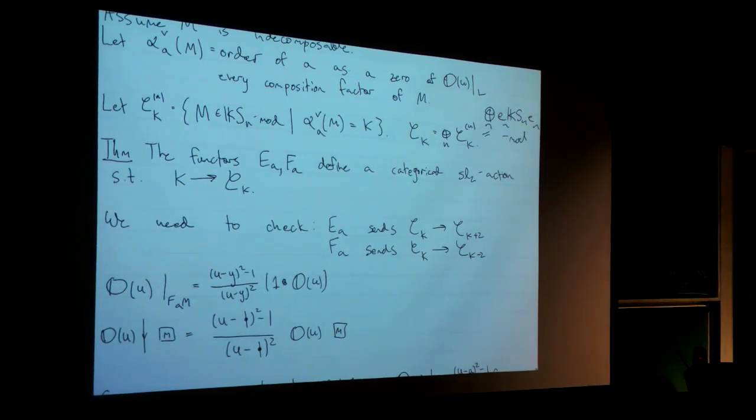Theorem: the functors E and F define a categorical sl2 action.